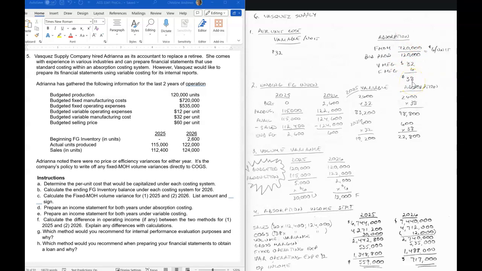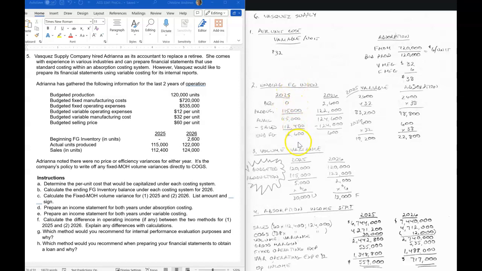Notice the only difference between these two is the fixed overhead, because absorption costing is a fully absorbed cost. It absorbed the fixed overhead. So where are we now? The next one asks us to calculate the ending finished goods inventory balance under each costing system for 2026. We've got to do it for both years, though.